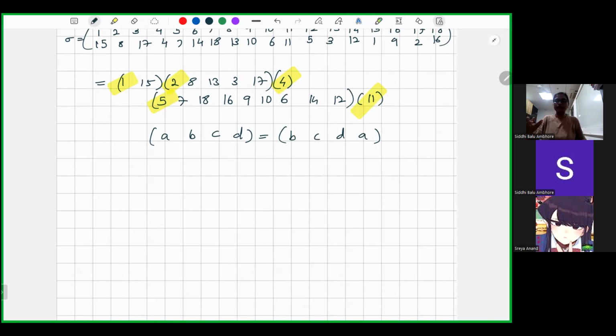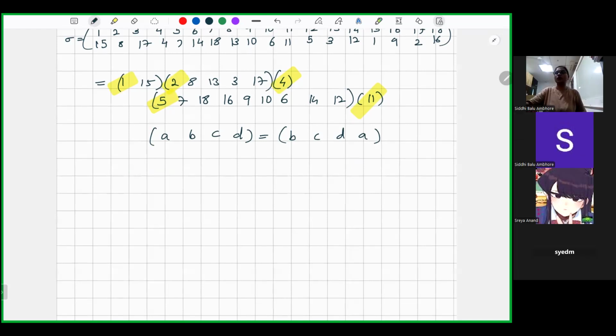But canonical cycle decomposition is when we are arranging each cycle where we are placing the smallest number in that cycle first, and the rest follows whatever the cycle structure is. And again, we are also rearranging the first terms in increasing order. For example, here 1 is less than 2, less than 4, less than 5, less than 11. Okay, so the first element of each cycle is again arranged in increasing order.